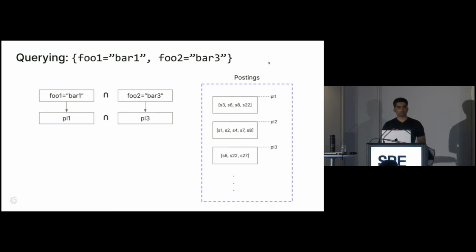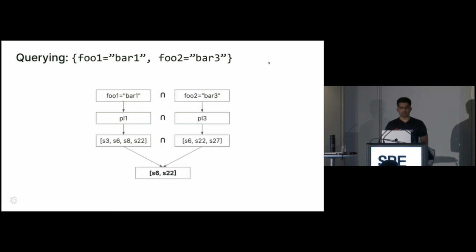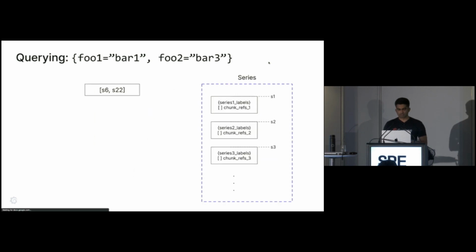Now we look at the postings table, and from this, we get the series IDs for the particular label value pair. Okay, nice. So now we have the series IDs for these two label values, and the next step should be trivial. You just do an intersection between them. And the common series are S6 and S22. So if you do this particular query, you can say that S6 and S22 have both of these label values. So what do we do next?